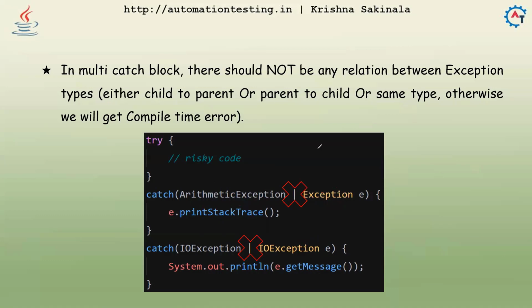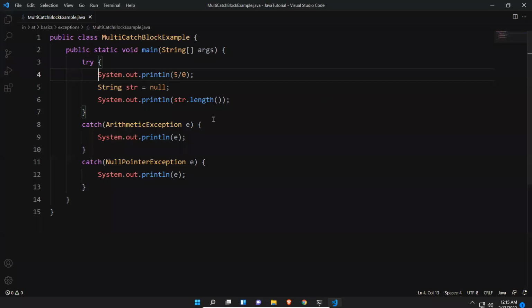So let me clear this and go to Visual Studio Code and we'll see. I have created a class called MultiCatchBlockExample. In the try block I have written System.out.println(5/0), and I have taken a null string and I'm trying to print str here. Here I'll get an ArithmeticException, and here I'll get a NullPointerException as the string is null. If I execute this, first it will come here, get the exception, and search for the respective ArithmeticException catch block. You see that here.